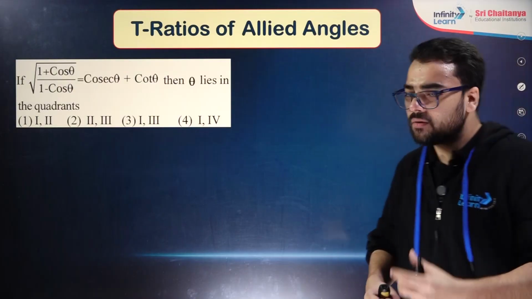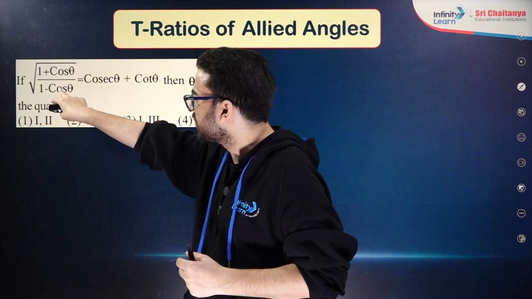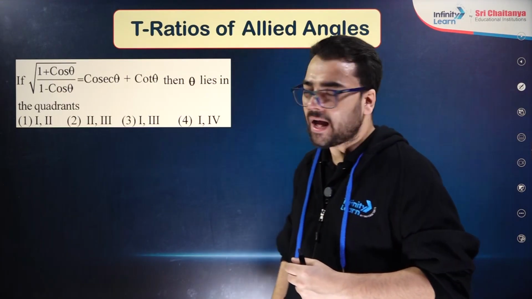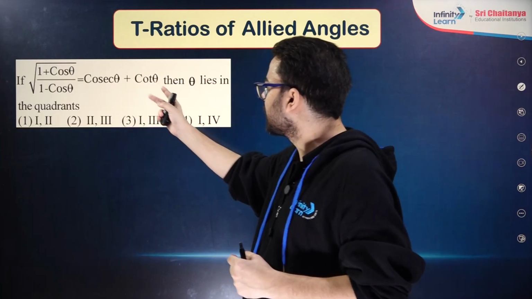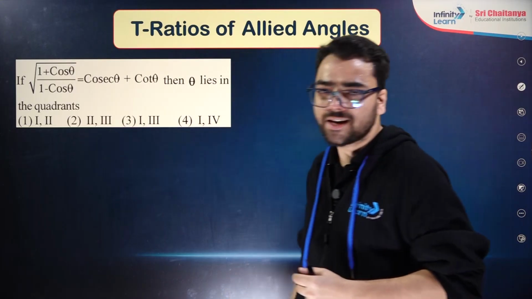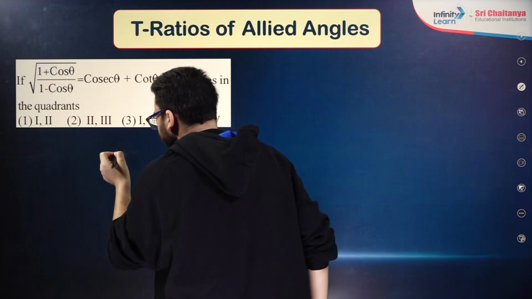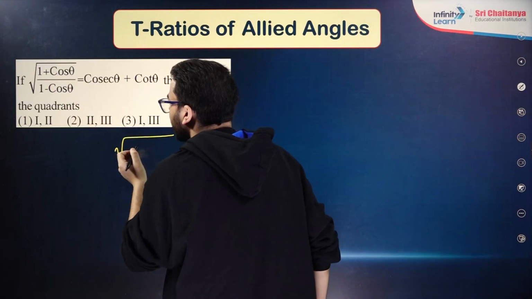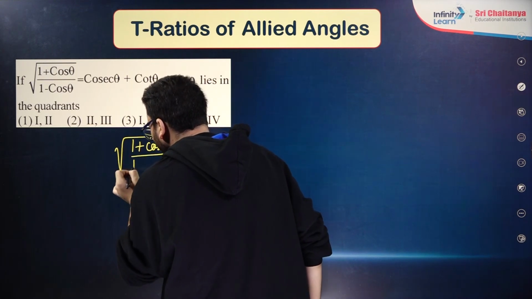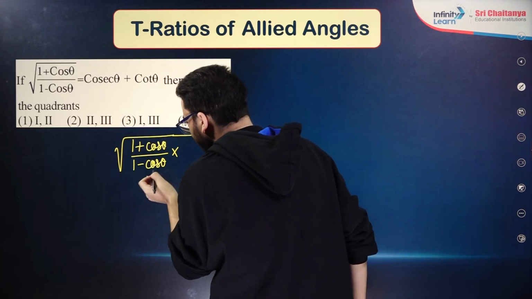Now let's do a couple of questions on the basis of this. For example, we have got square root of 1 plus cos theta upon 1 minus cos theta, and it is given that it is equal to cosec plus cot. Then theta is in which quadrant? You have to see over here that theta is in which quadrant. So for that, let's simplify this thing first inside the square root. That is 1 plus cos theta upon 1 minus cos theta. So you see, this is 1 minus cos theta.